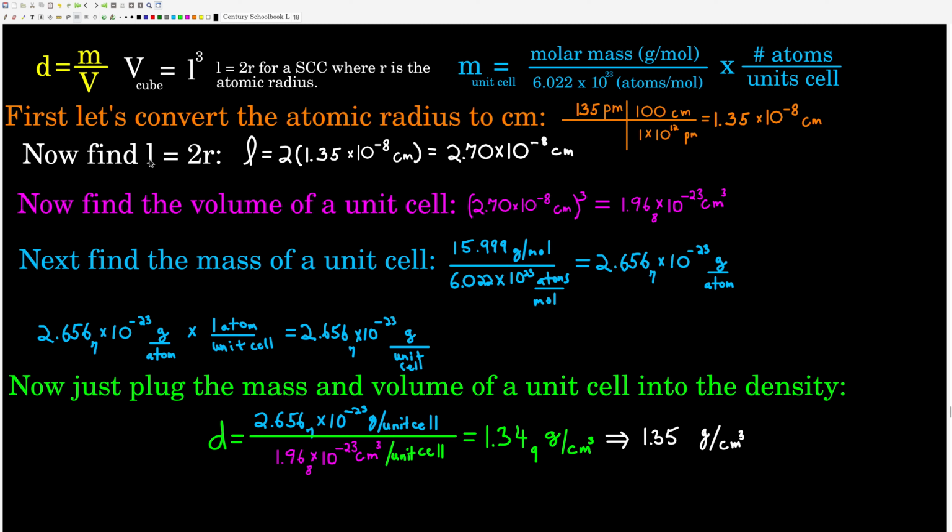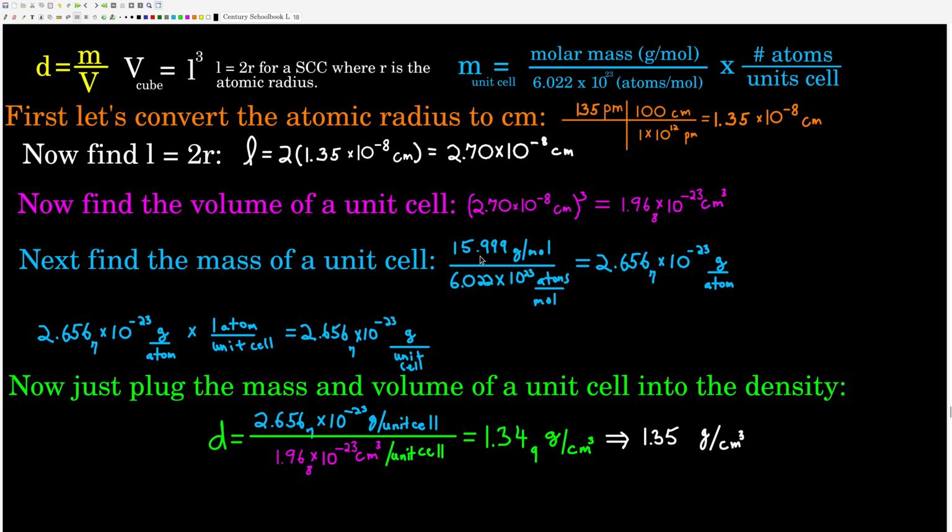Now we multiply the atomic radius times 2 to get the length of a side of the unit cell. So we get 2.70 times 10 to the minus 8 centimeters. And now we just cube that to get the volume of a unit cell, 1.968 times 10 to the minus 23rd cubic centimeters. So that's our volume part. That's the bottom here.